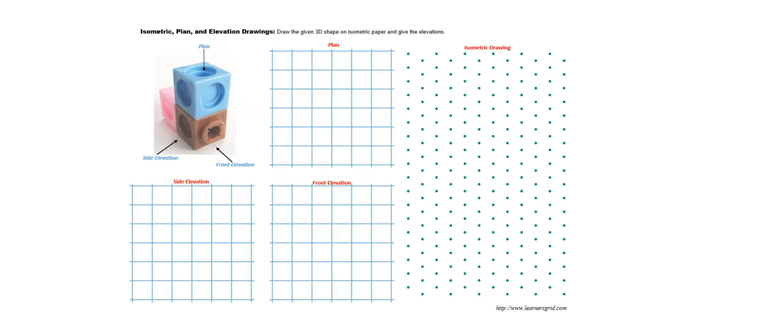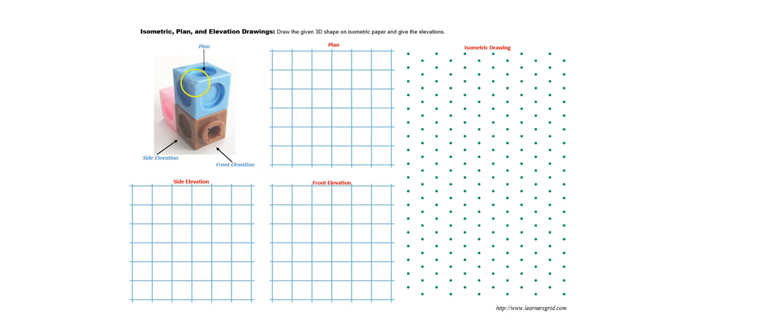What we're going to do here is draw an isometric representation of this model here. We're going to draw a plan view and then some elevation views of the same 3D block. As you can see, it's been made up of 4 smaller blocks. So I'll deal with the isometric drawing first.